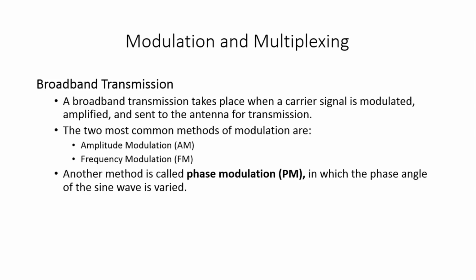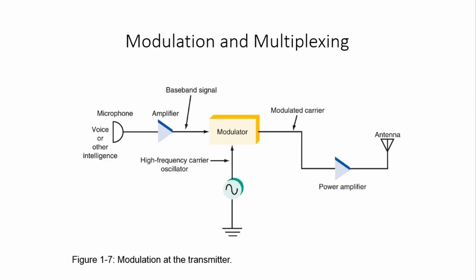The two most common methods for modulation are amplitude modulation and frequency modulation, AM and FM. Another method is called phase modulation, PM, in which the phase angle of the sine wave is varied. So here this one is a modulation at the transmitter end.